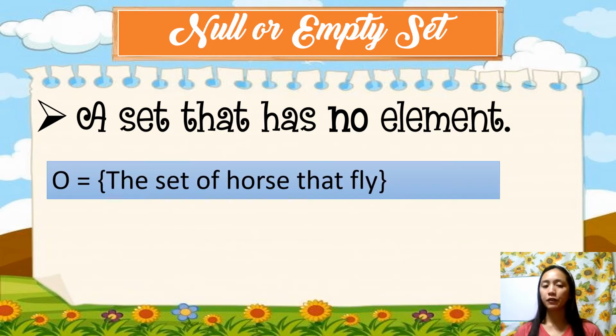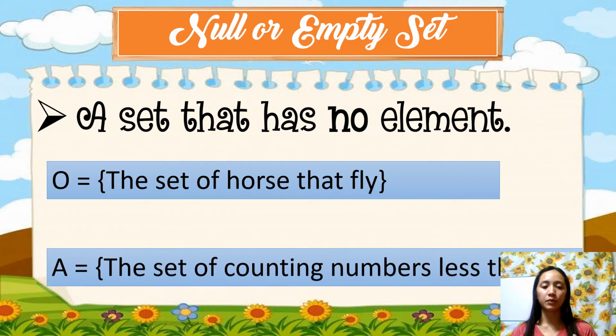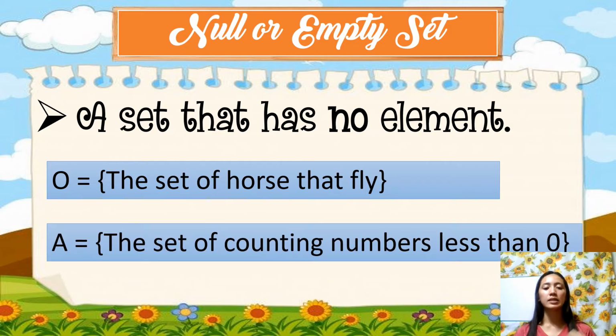Then, let's have the following example. Set O is the set of horses that fly. There is no horse that flies, and that is what we call a null or empty set. The second one: set A is a set of counting numbers less than 0. Is there any counting number less than 0? There is none. That's why that belongs to a null or empty set.